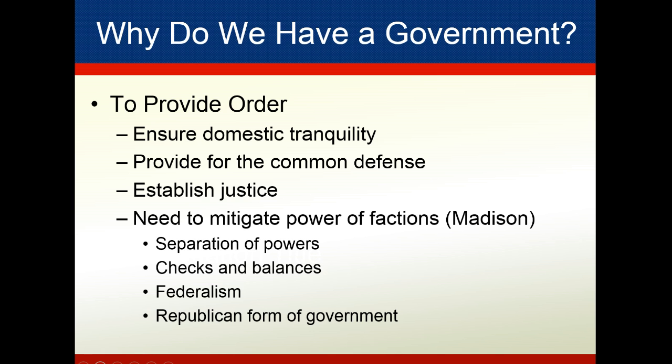James Madison, the father of the Constitution, said that in order to eliminate one group having more power than another, we need to mitigate the power of factions. And to do that, we have things like the separation of powers, checks and balances, federalism, and a republican form of government where we elect our representatives.